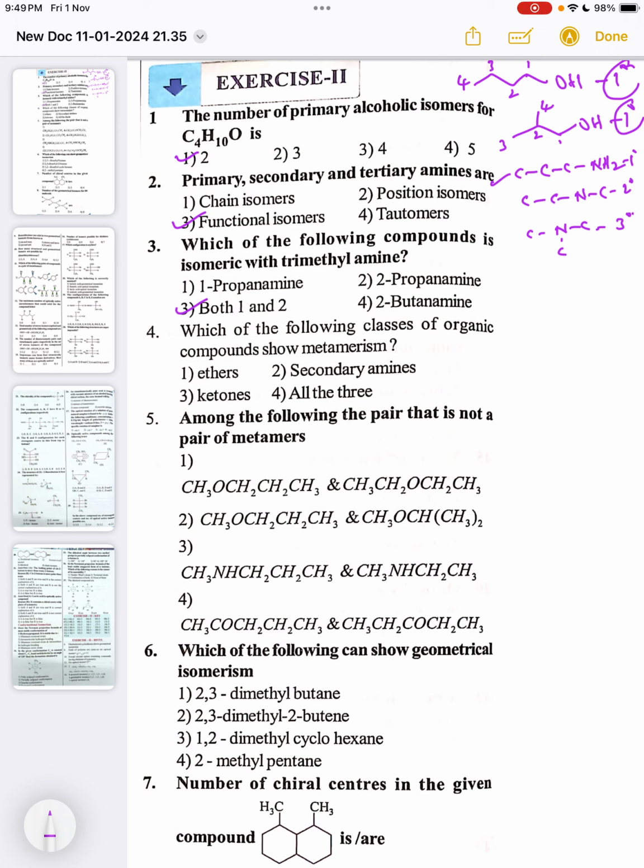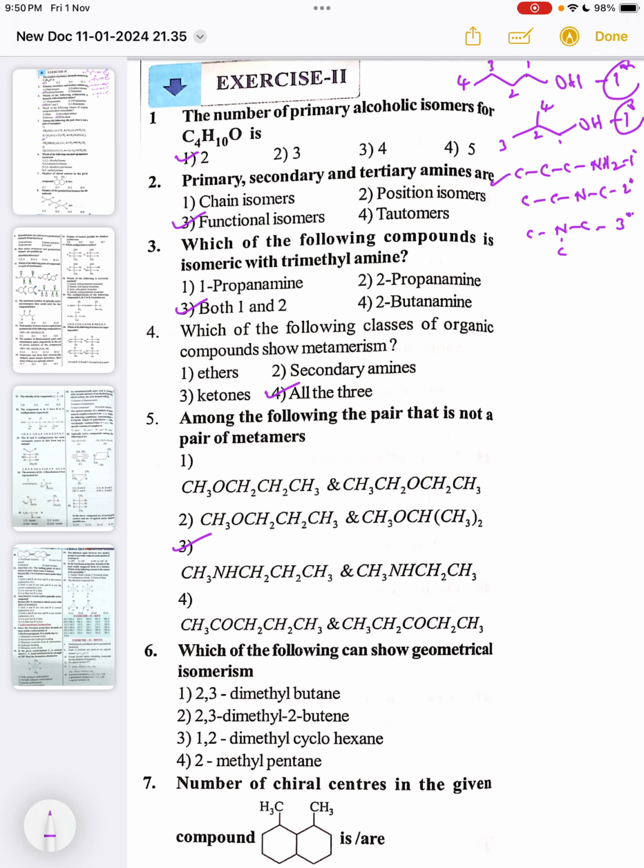Which of the following classes of organic compounds show metamerism? Ethers, yes, ethers will show. Secondary amines also will show. Ketones, all of them will show metamerism. Among the following, the pair that is not a pair of metamers. So here metamers are shown by, again, ethers. First option will come, same molecular formula is there. Second is also the same, but the third one is not a metamer because the number of carbons is less in the second compound.